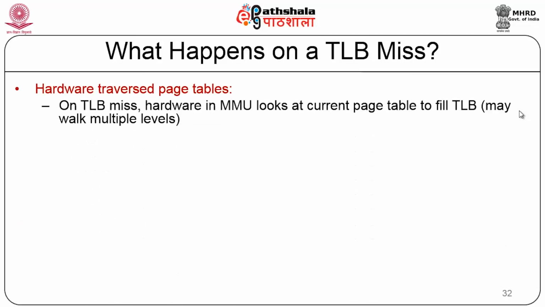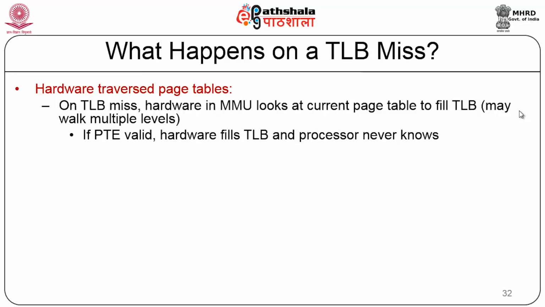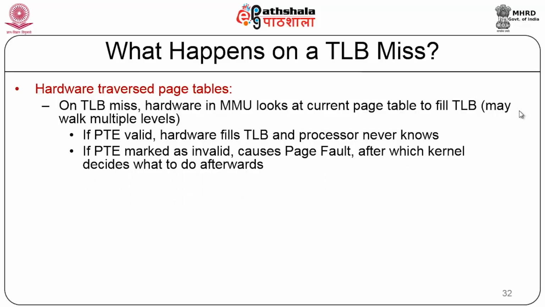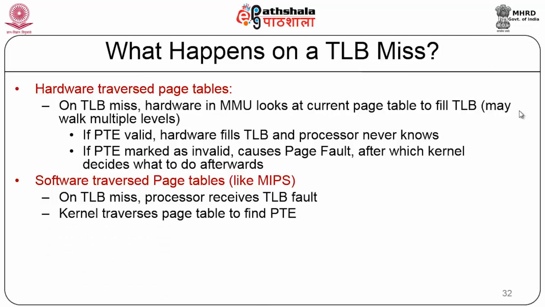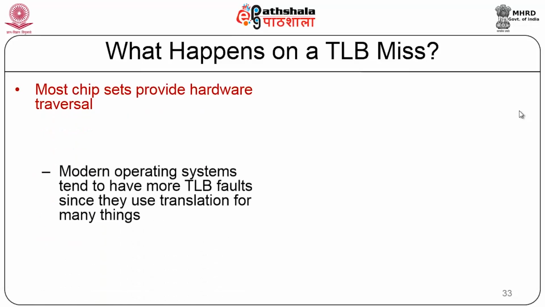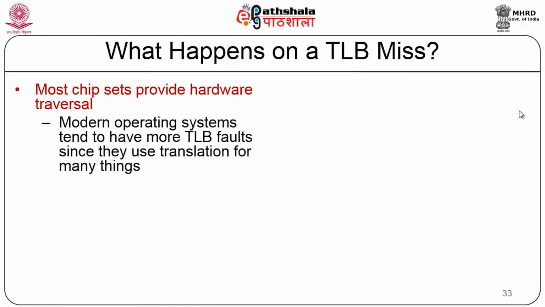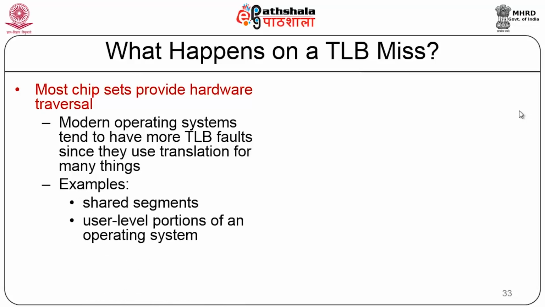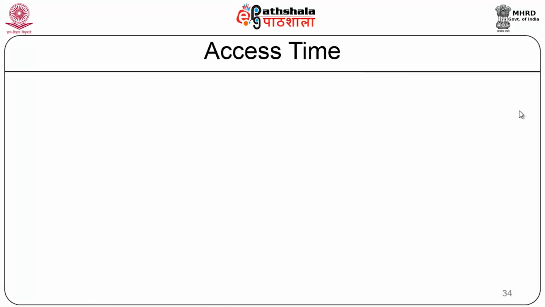Now, what happens on a TLB miss? Once a TLB miss is identified, you will only have to traverse the page tables. You do not have an option. So, you will have to traverse the page table, get the translation, and do it. This can be done either using a hardware traversal process or, like in the case of your MIPS architecture, a software traversal process. Most chipsets provide hardware traversal. Most modern operating systems tend to have more TLB faults since they use translation for many things, and examples are shared segments and user level portions of an operating system.